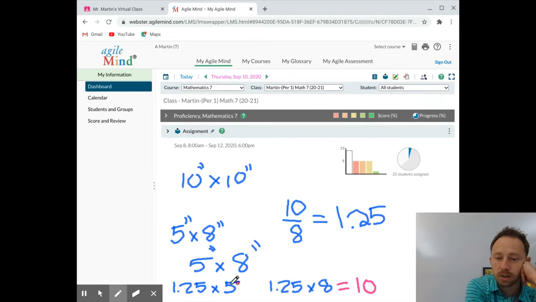50. Close. All right. 5 times 1 is 5. And so how much is 5 times 25 cents? If we had 5 quarters, what would we have in dollars? That's right. We'd have $1.25. So what's $5 plus $1.25? $6.25. There we go. So our new measurements would be what? 6.25 and 10.